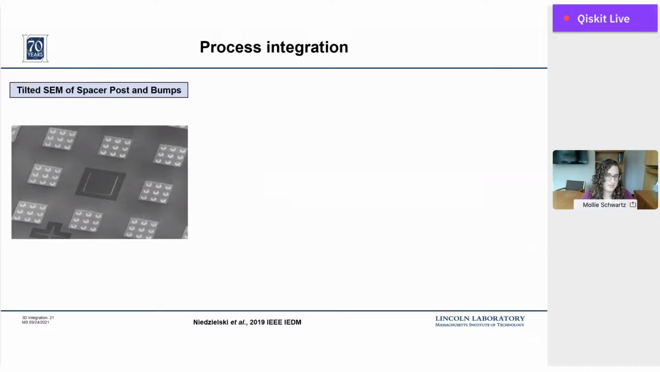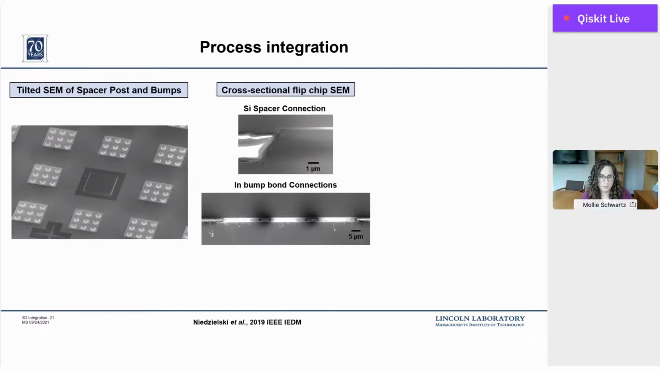So to give you a sense of what this looks like, you can see a silicon hardstop post in the corner here that's surrounded by indium bumps that are these arrays of 3 by 3 circles on top of an underbump metallization. We can flip chip these together and take cross sections, and we can see very nicely the indium bump bond connections. And you can see the contact that the silicon spacer is making with the interposer chip very nicely here. So we're making very good physical contact.